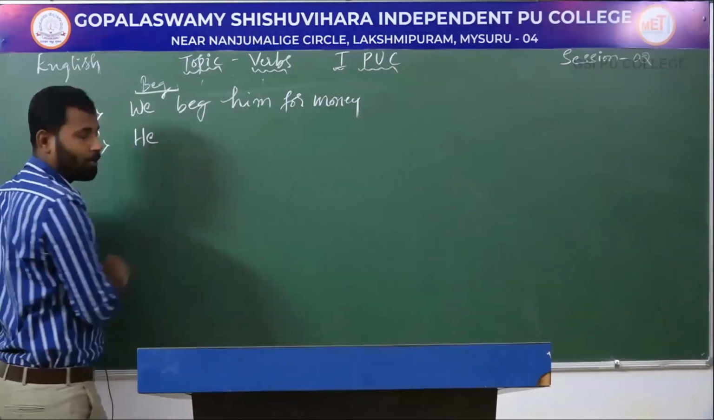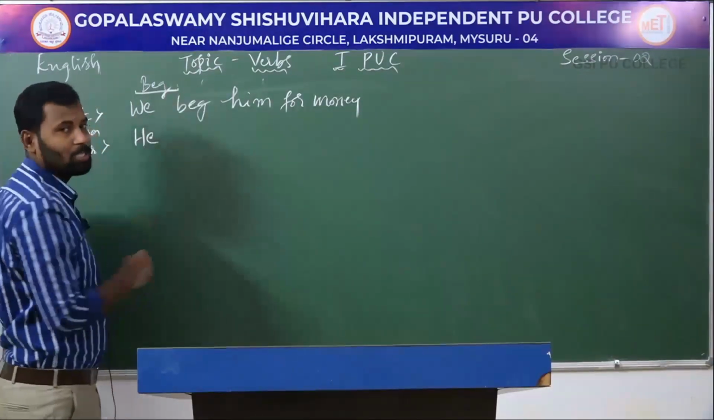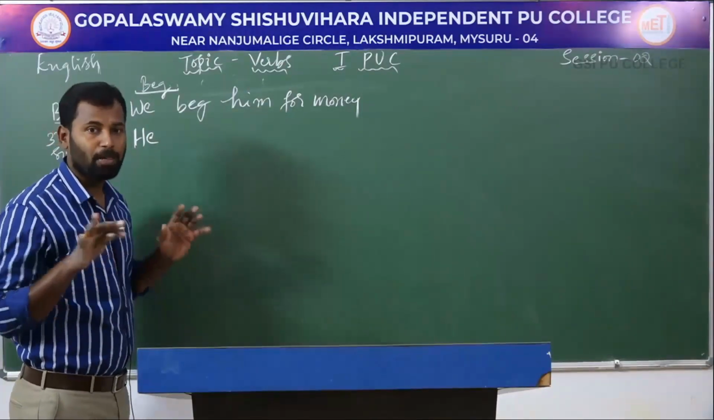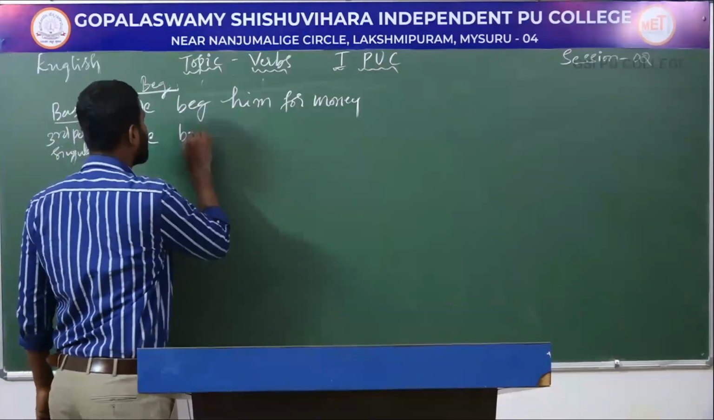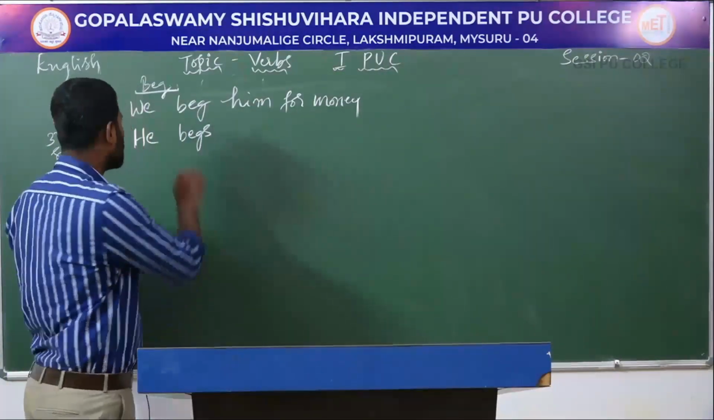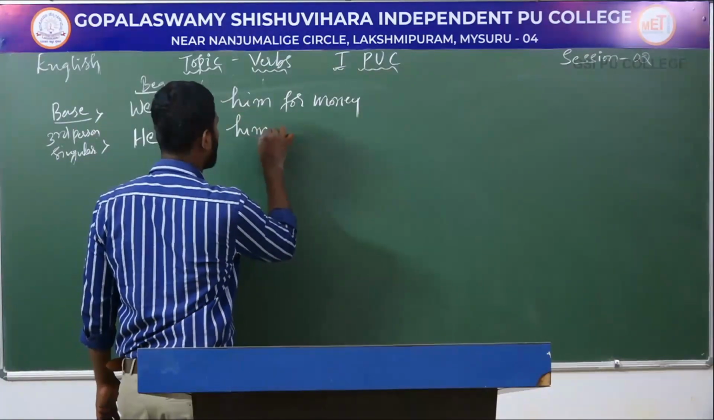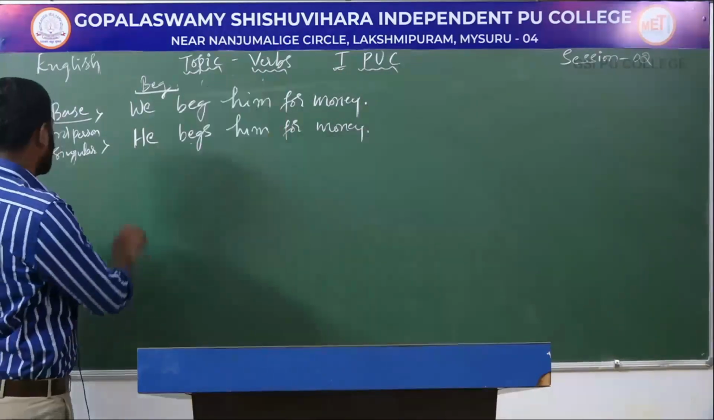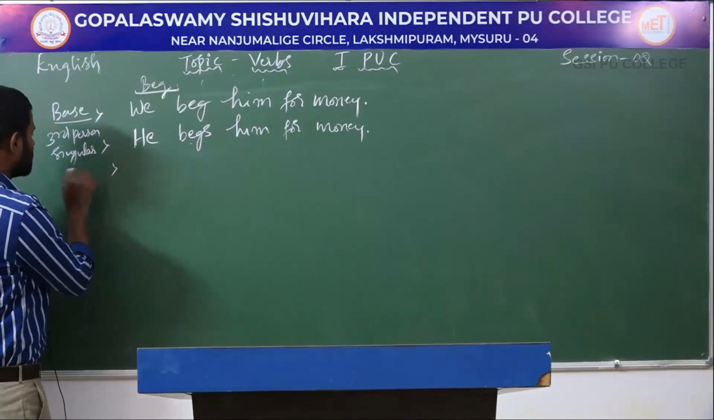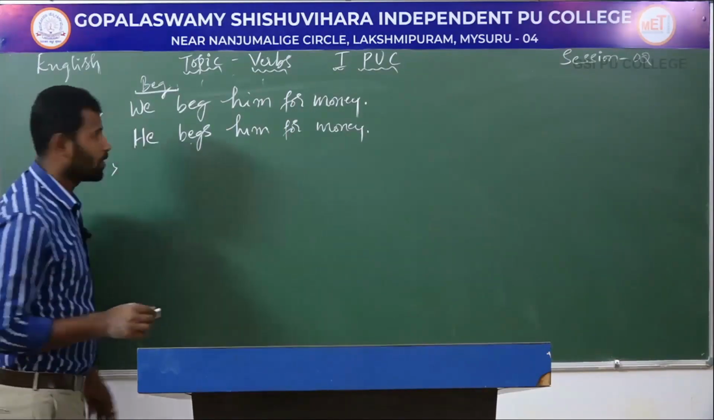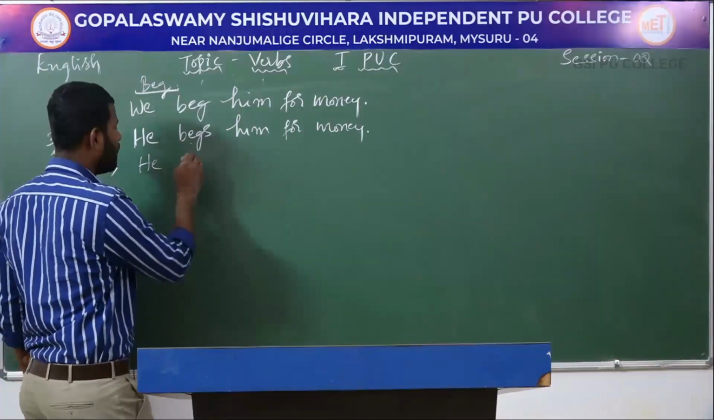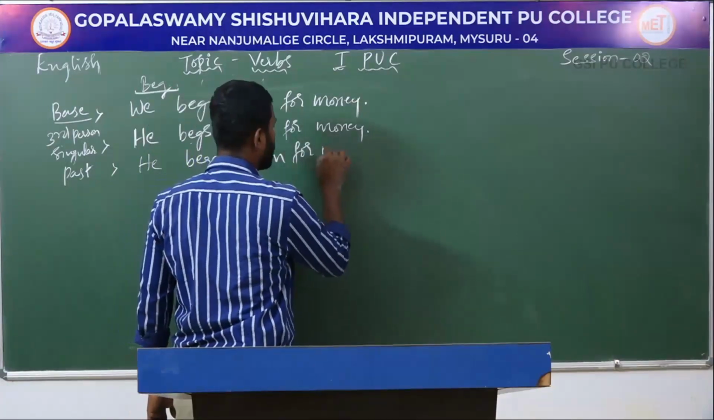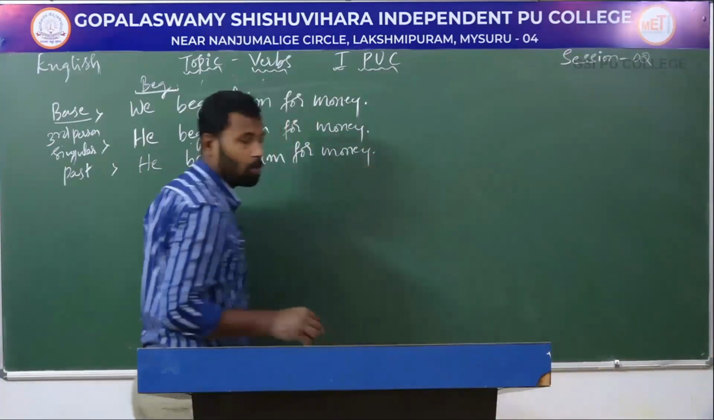I'll just take he. When any verb is used with third person singular subjects, in the simple present tense, we have already learned that it takes s. So, he begs him for money. He begs him for money. And next is base form, third person, past tense. In past tense you have, he begged him for money. He begged him for money.